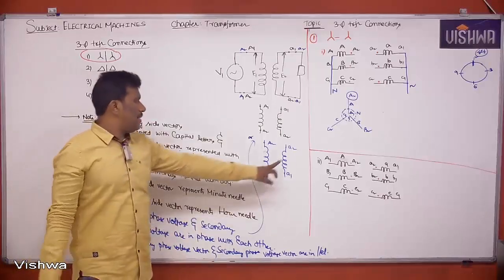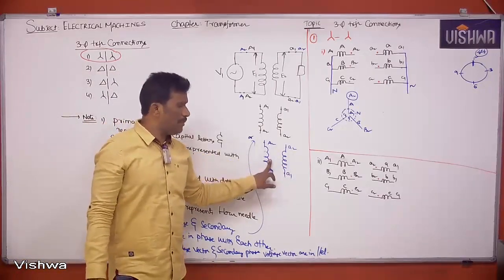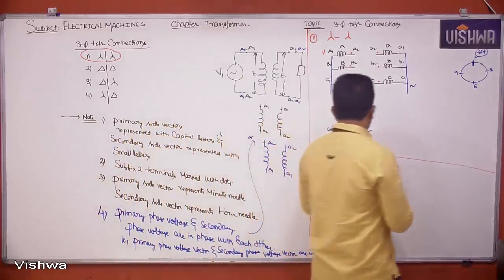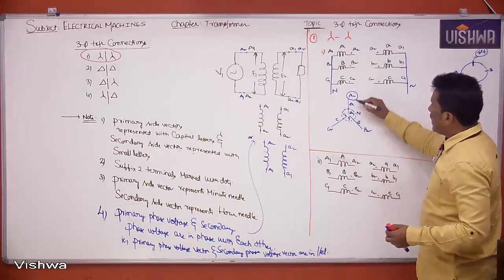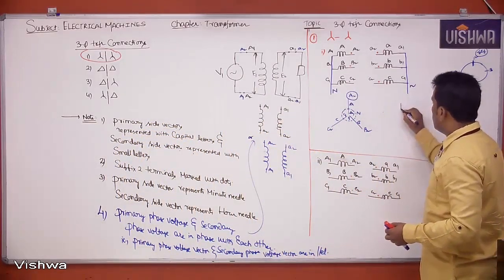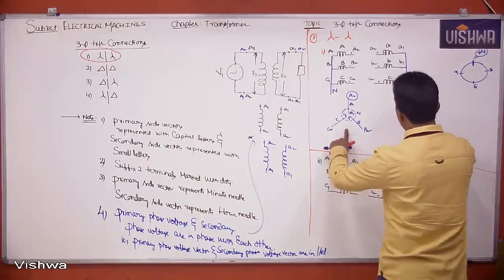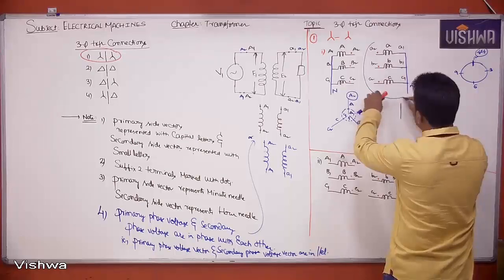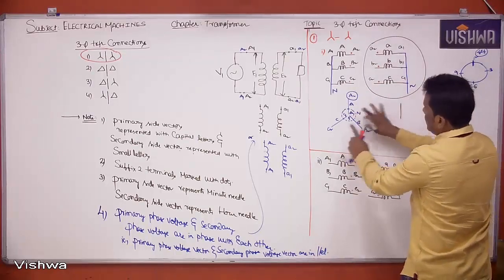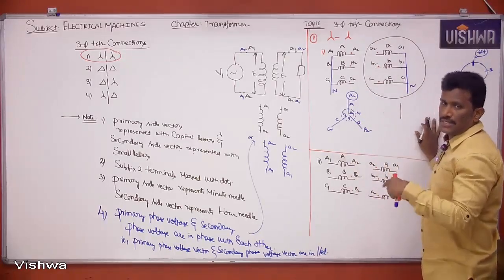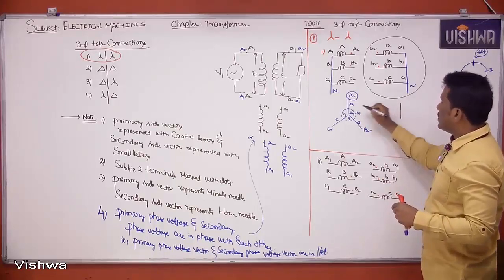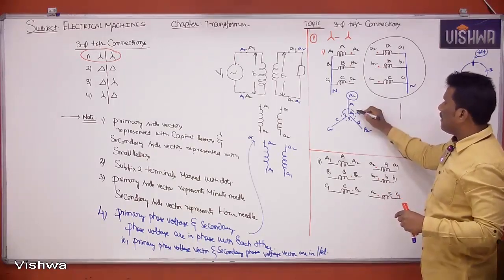Now please take this concept, this fourth point: the secondary vector should always be drawn parallel to the primary. So I'll draw like this. I'll simply draw small a1, small a2, without looking at capital A1, A2. Simply by seeing this, I'm drawing. After that, I'll check whether the connection is correct or not. Small a1, small a2 is parallel to capital A1, capital A2.